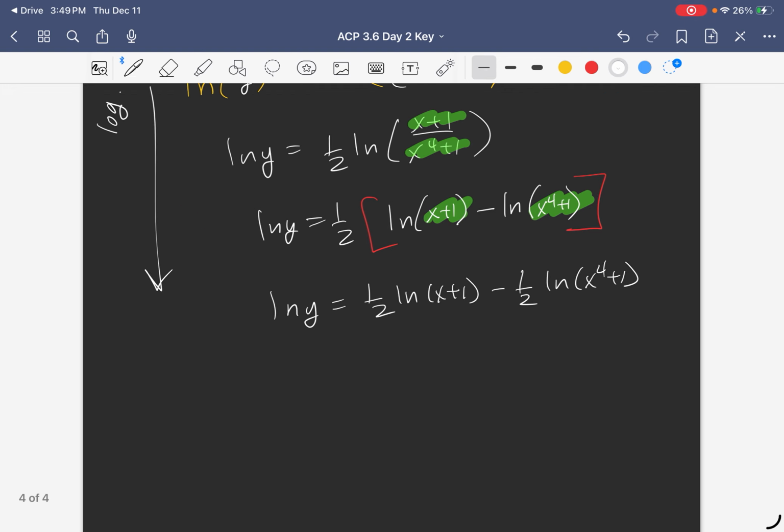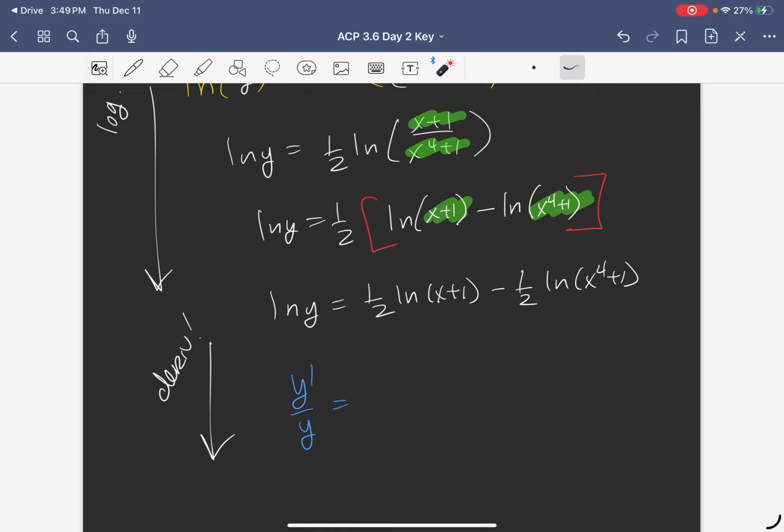So now all that work was to do logarithmic work, and now I'm going to take the derivative and do my differentiation. If I take the derivative on the left, I get y prime over y. That's what we get every time when we do this, because remember, the derivative of natural log of y is 1 over y times the derivative of the inside, which is y prime. That's why we always get this.